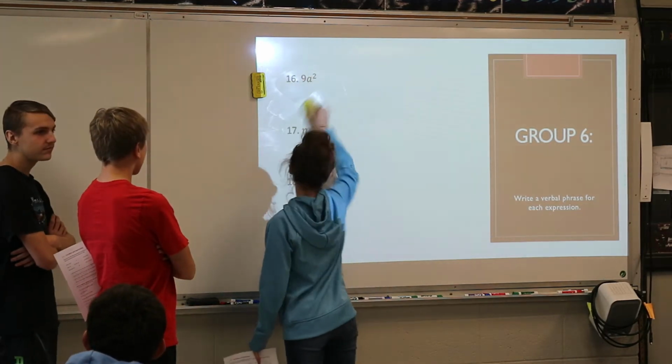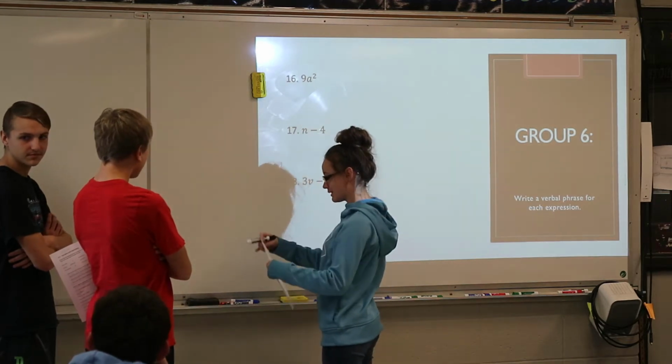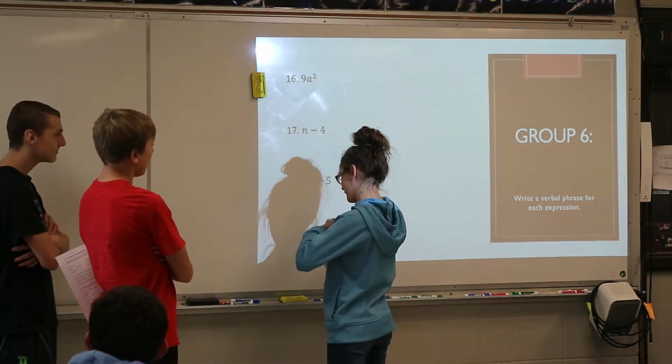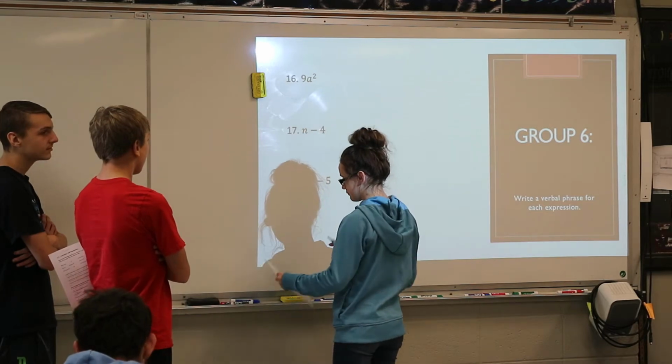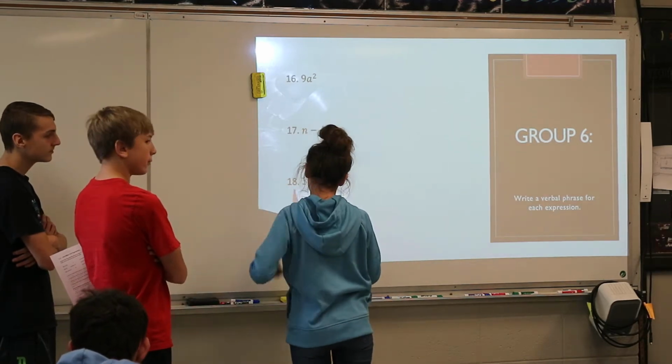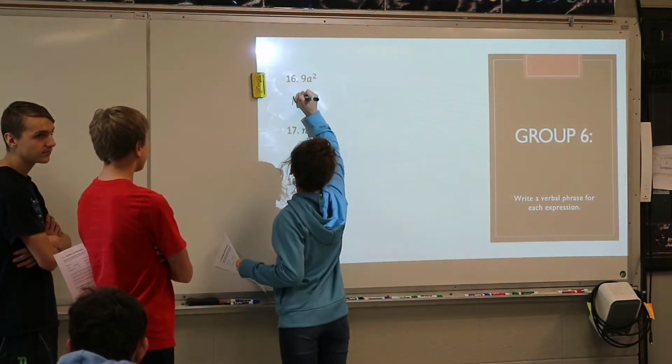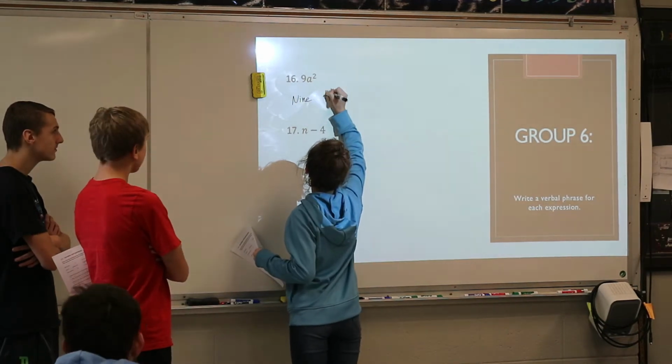Alright, moving on. Last group. Here we go. After this, you're going to put your name on the paper and turn it in. Group 6. Their instructions were the same thing. They had to write the verbal sentence for each expression, the verbal phrase.